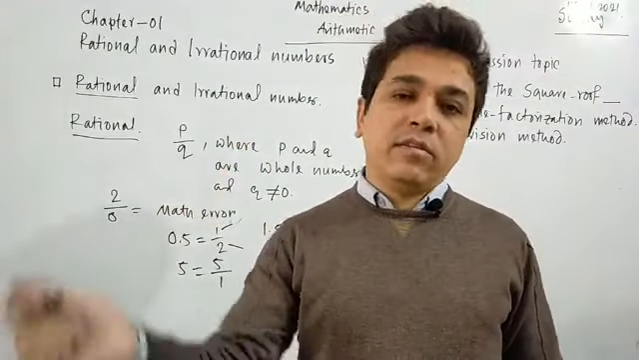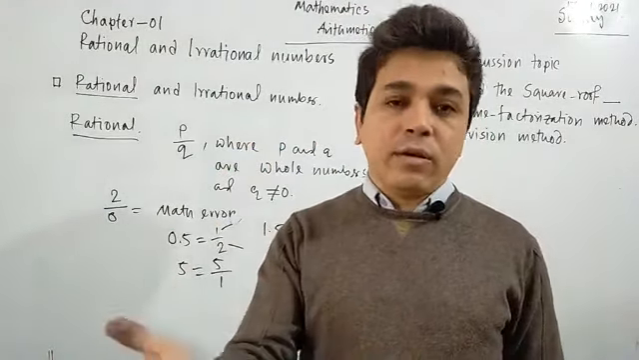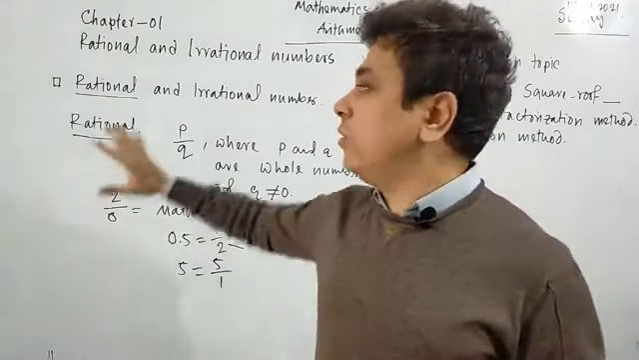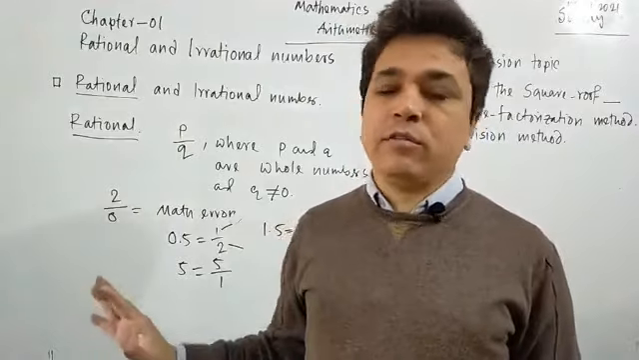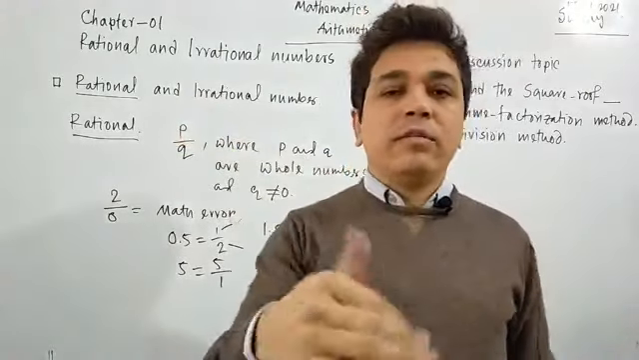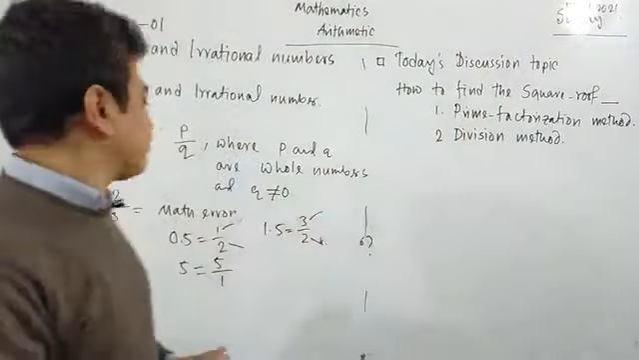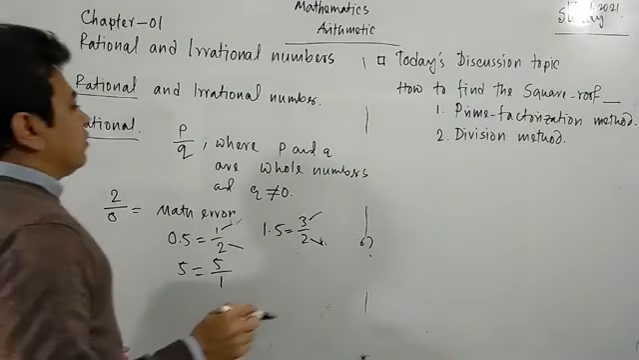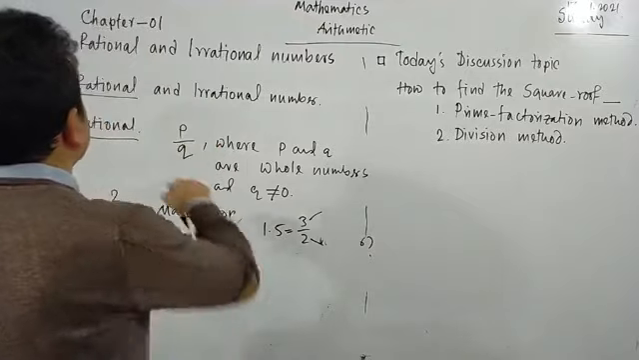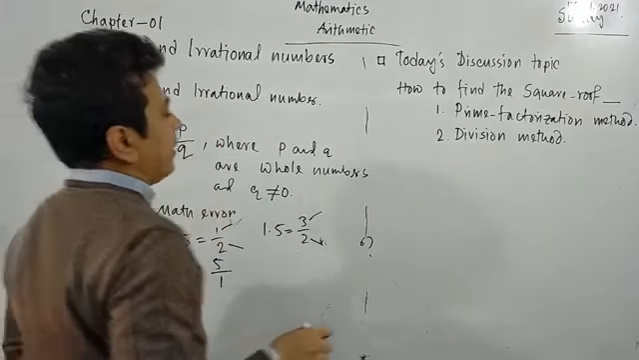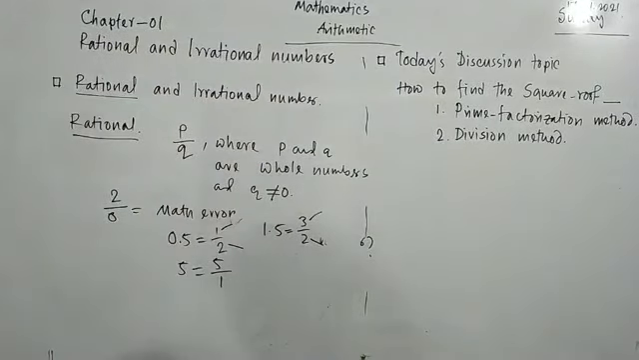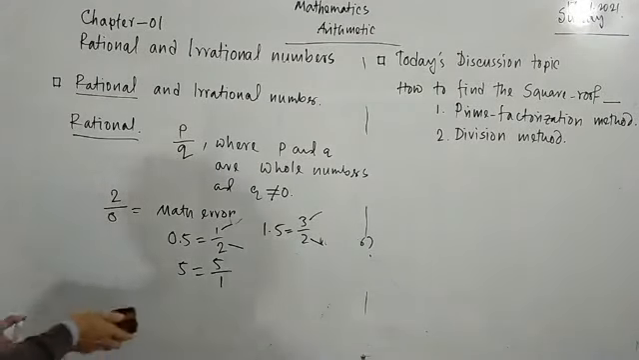What is the rational number? Just the opposite: when we cannot explain or express a number in the form of p by q, it's called an irrational number. I hope all of you understood these first two definitions. What is a rational and what is an irrational number? A rational number is in p by q form, and an irrational number is a number which we cannot explain in the form of p by q.